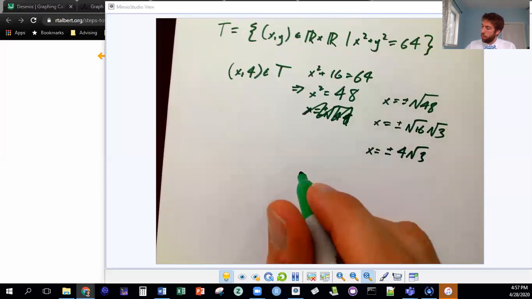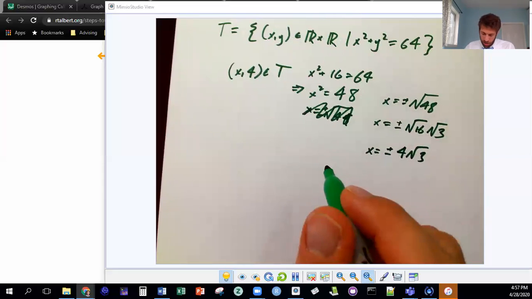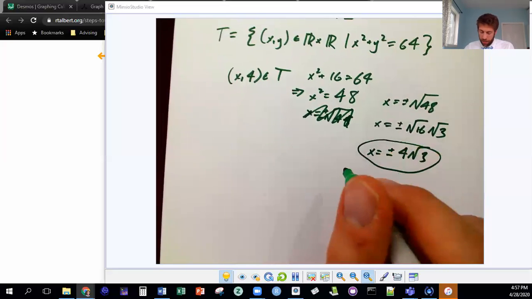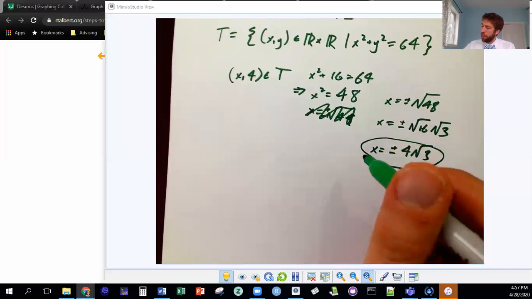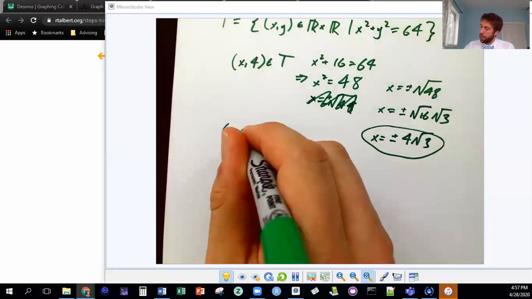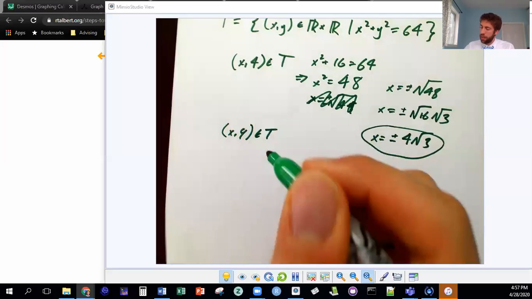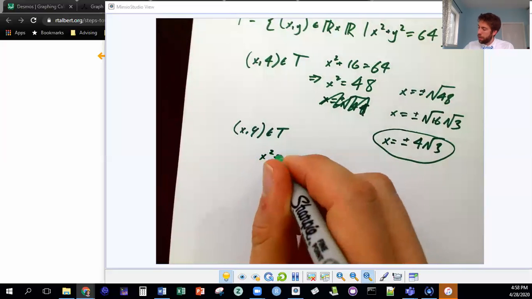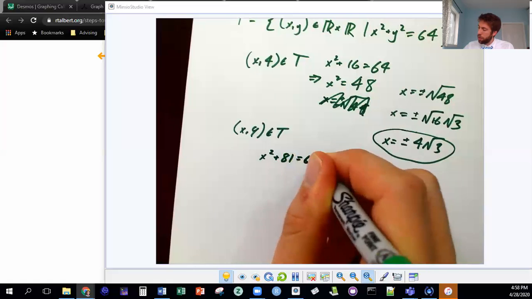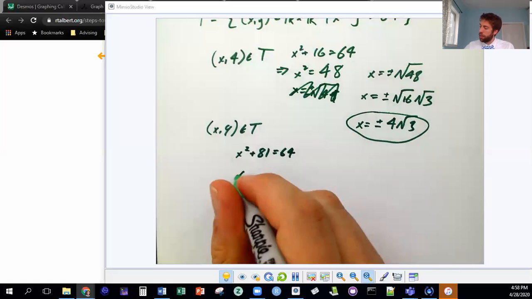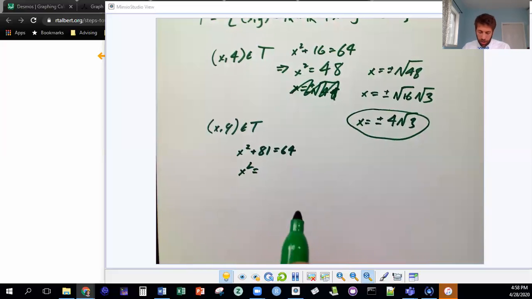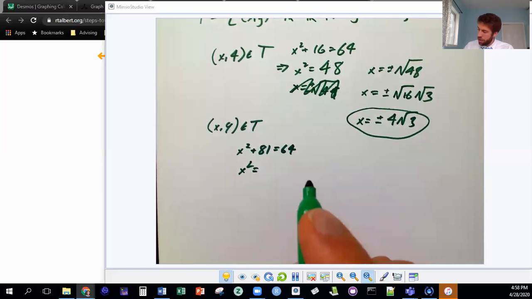So the question is asking find all the values x. These are the values x. All right. What about find all the values x for (x, 9) in T? Not possible. If you try to solve x squared plus 81 equals 64, then you get x squared equals a negative number, and a real number squared cannot be negative. So not possible.